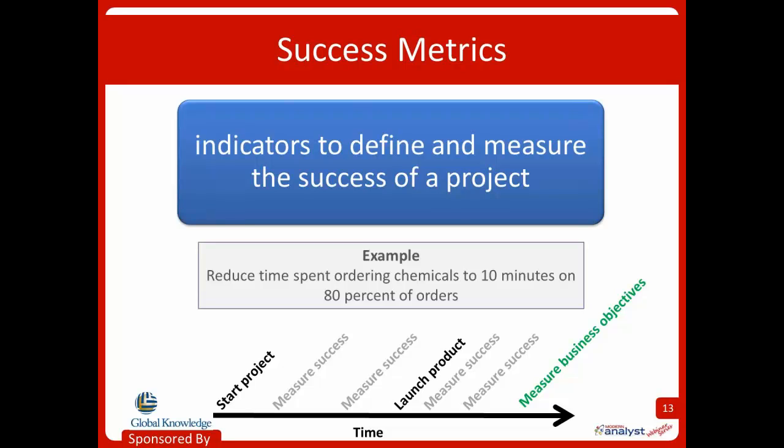So to illustrate this, an example for our chemical tracking system is to reduce time spent ordering the chemicals to 10 minutes on 80% of orders. So if we can measure this right after we release the software, then we can be hopeful that our overall business objective to reduce costs by $250,000 will be met, even though we can't measure the business objective for another year. And so again, they're really just interim metrics that say, okay, if I check along these ways, I check these boxes off and I'm on track, then I'm pretty sure I'm going to hit my overall objective.